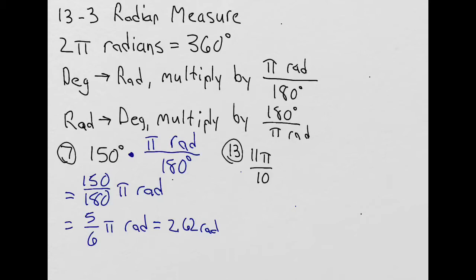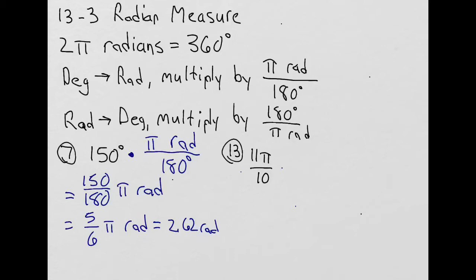Going the other way, for example, number 13, we have 11 pi over 10, and this is in radians. So we want to go from radians to degrees. Often you will know it's in radians, even if you're not told, because there's a pi there. Most measurements that have pi in them are going to be in radian terms.